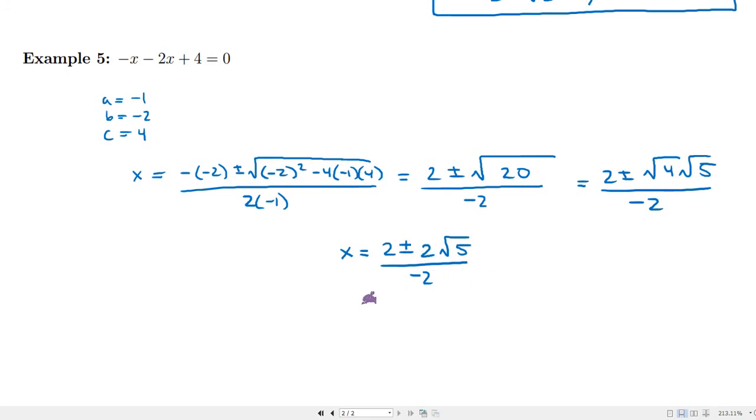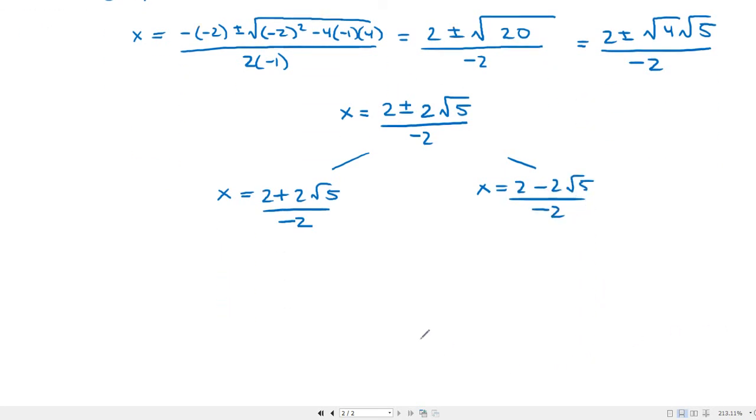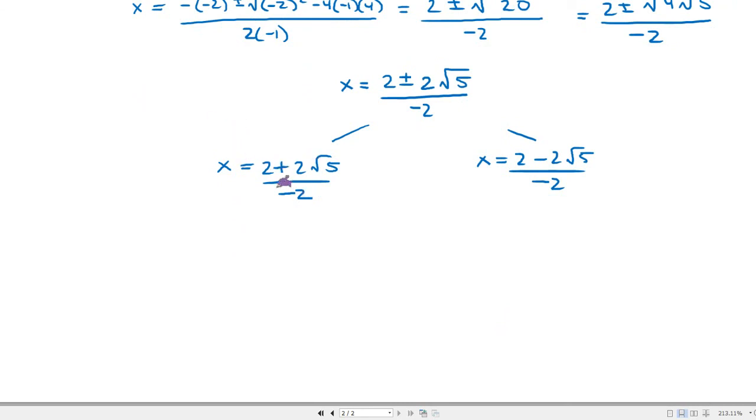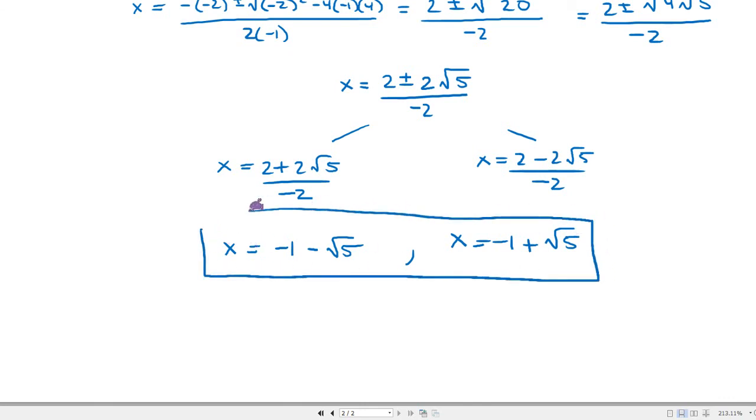And we're going to get our two solutions, right? We have x is 2 plus 2 root 5 over negative 2, or x is 2 minus 2 root 5 over negative 2. And we can simplify that a little bit more. Dividing each of these by negative 2, we will have negative 1 minus 1 root 5, so root 5. And then we will have negative 1 plus root 5. So it's really negative 1 plus or minus root 5.